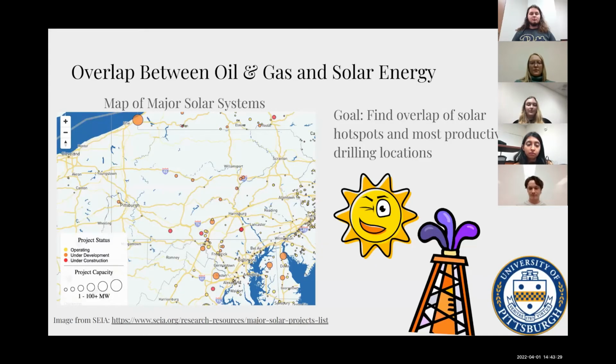And so CX is a company that deals with land and drilling rights. We want to find potential locations for solar farms, as well as their current business of gas and oil wells. This image is a map of large-scale solar projects in Pennsylvania that are either operating, under development, or under construction, that was taken from the Solar Energy Industries Association. It can be helpful to look at these locations in determining where good potential areas would be for CX to lease out. Our goal is to find locations that have an overlap of solar hotspots and highly productive drilling locations.